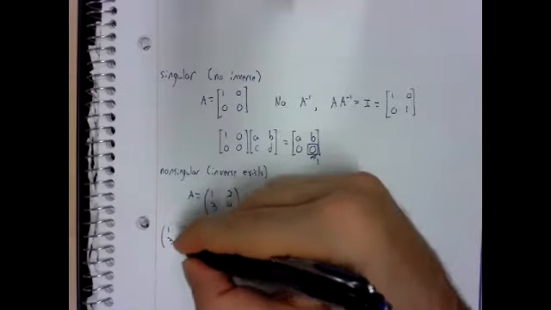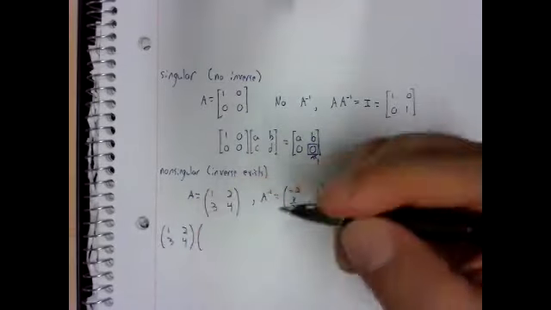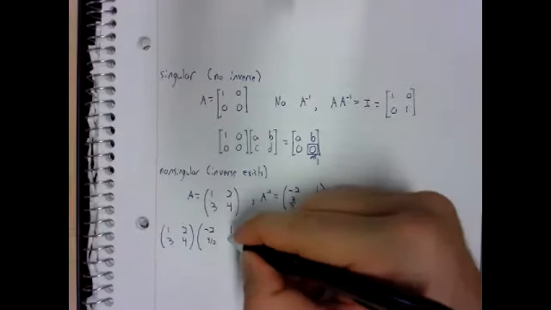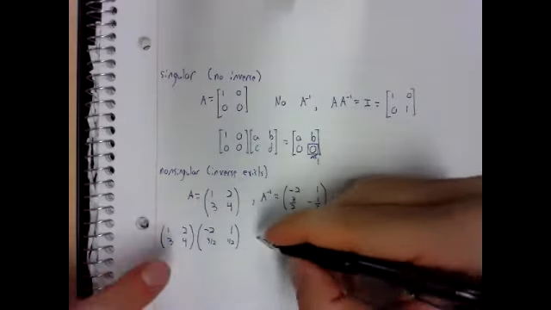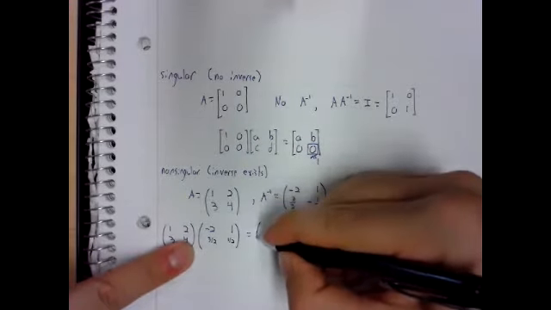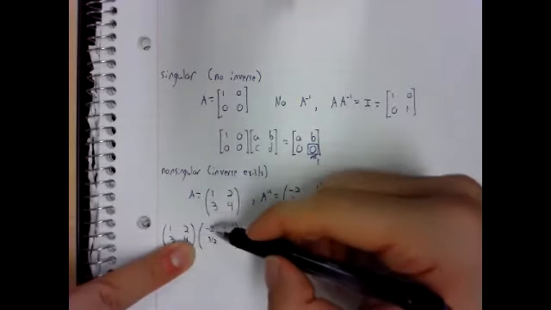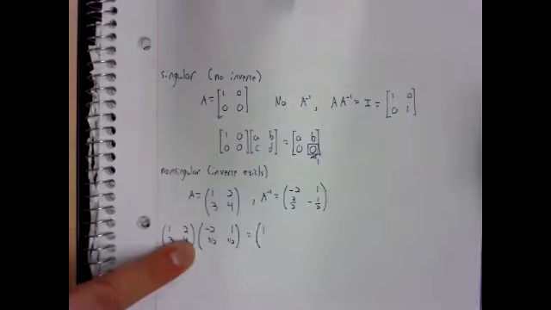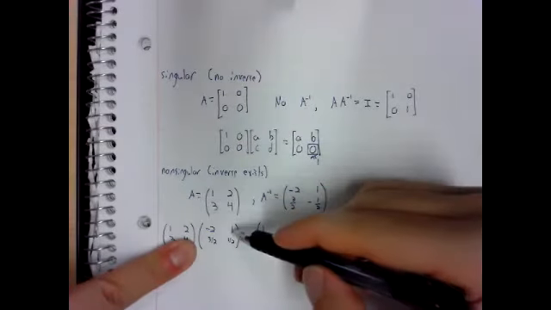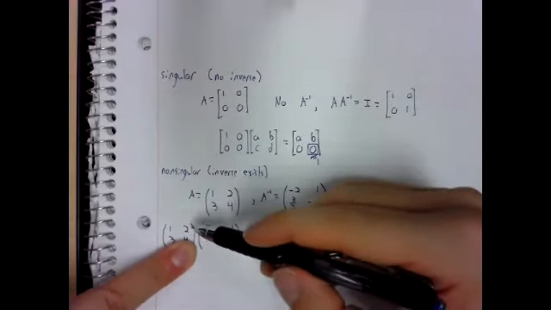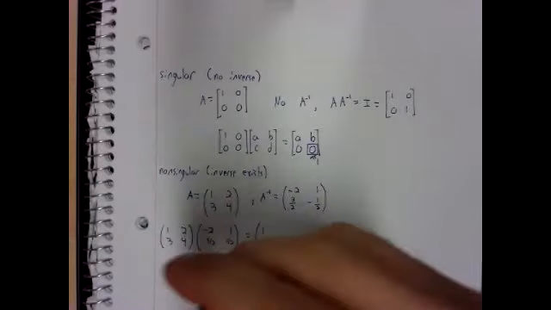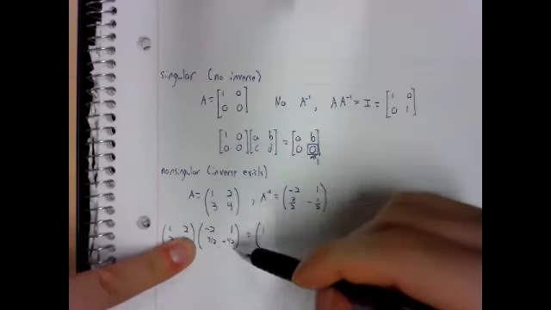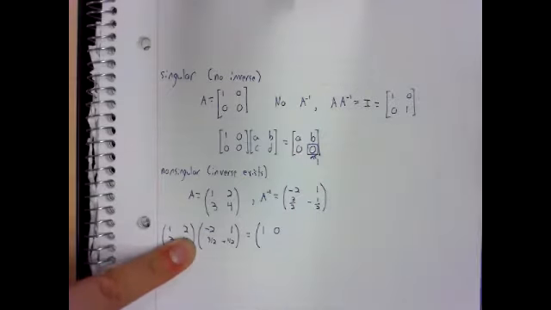1, 2, 3, 4 times -2, 1, 3/2, -1/2. Let's see. -2 and 3 give 1, and drop the negative sign. 1 and -1 are 0.